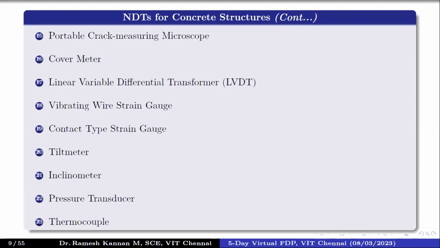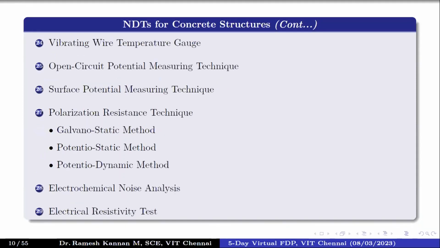Say, for example, LVDT is used to find the deflection. Probably they can use it to understand the structure without damaging the structure. And talk about inclinometer, tilt meter, and transducers, and so on, and the polarization resistance technique, galvanostatic method, and so many methods. In fact, 30 plus methods are available, but I've quoted a few of them to give a clear understanding of different NDT methods available for concrete structures, basically.